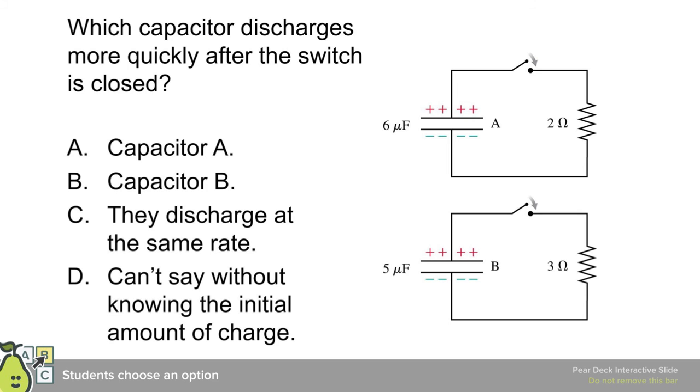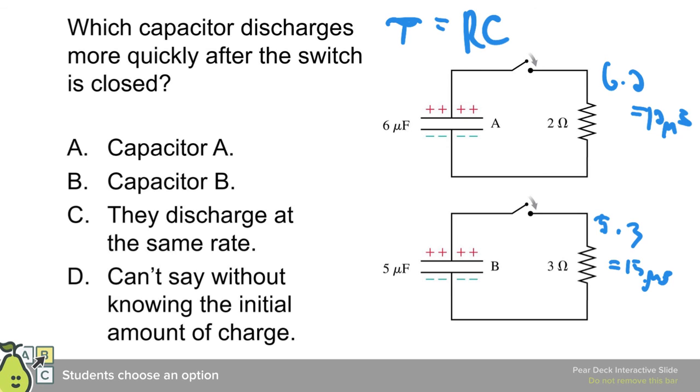Which capacitor discharges most quickly after the switch is closed? A or B, or they go at the same rate, or we can't say without knowing the initial charge. Well, we fall back on remembering that the time constant tau is just R times C. So in case 1, it's 6 times 2, or 12 microseconds. And down here we have 5 times 3, or 15 microseconds. A shorter time constant means we get done faster, so it's capacitor A.